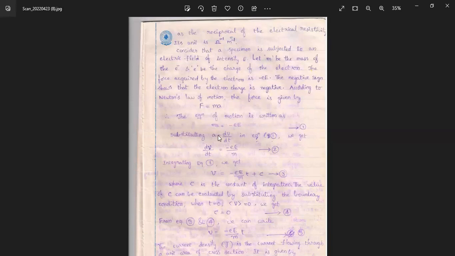Then substituting a equals dv by dt. Mass into acceleration, force, according to Newton's second law, acceleration is equal to dv by dt.